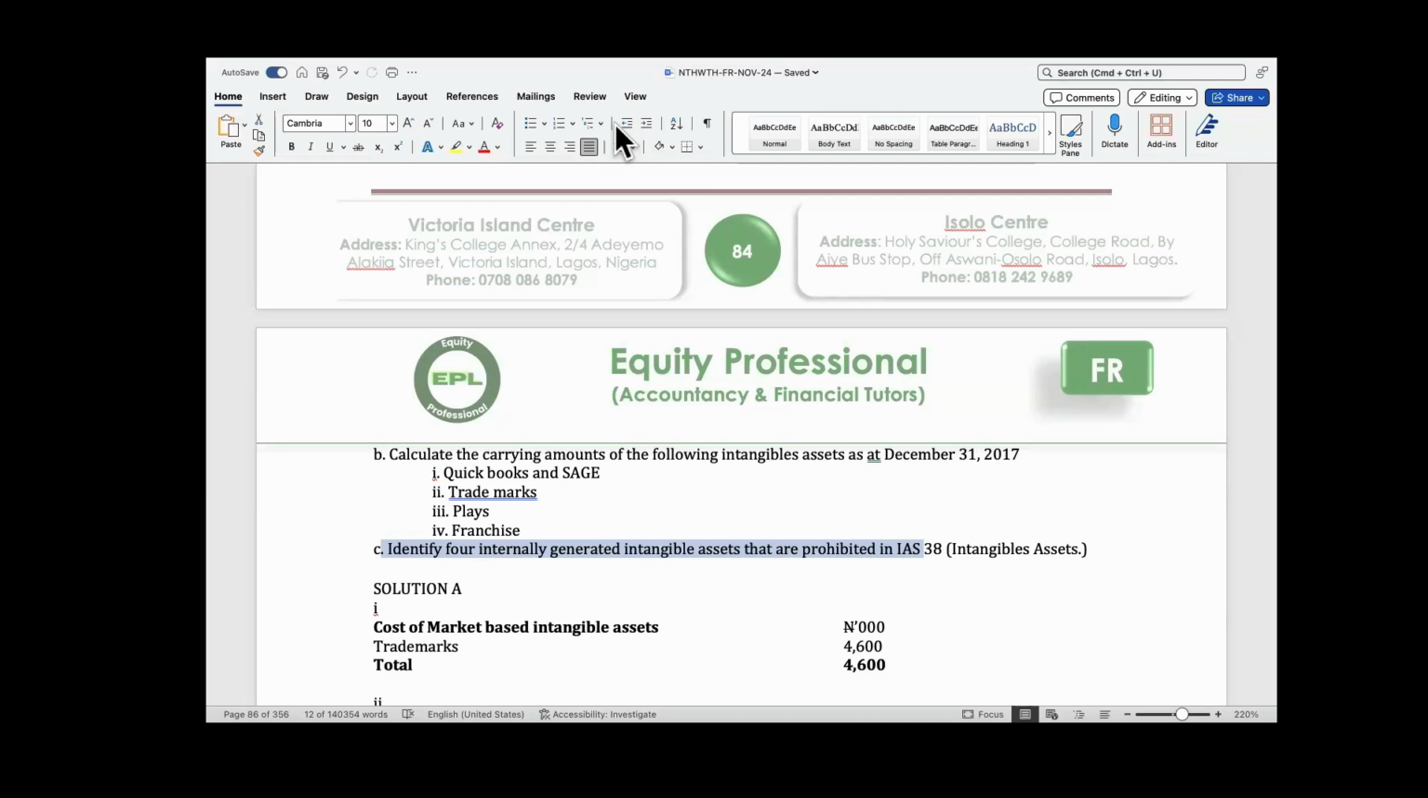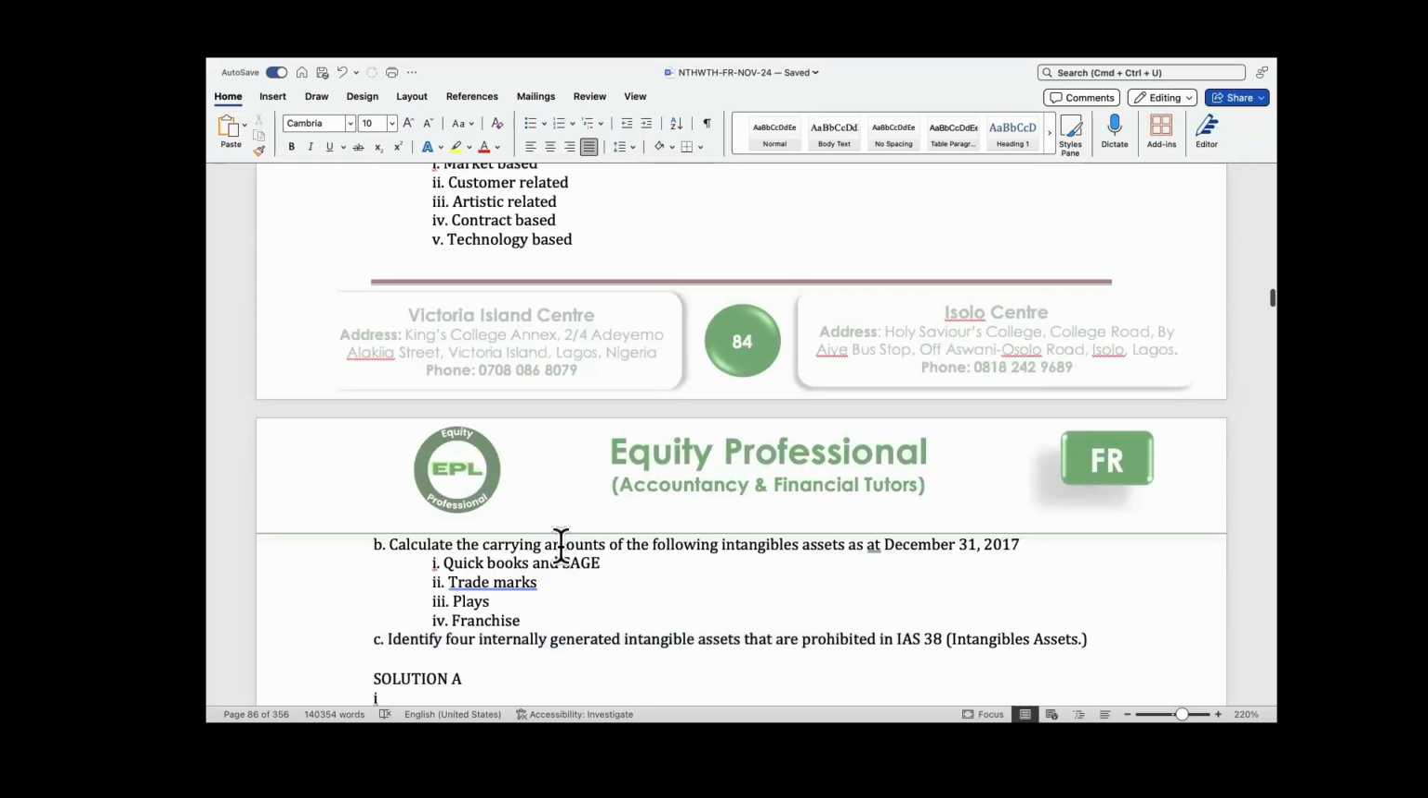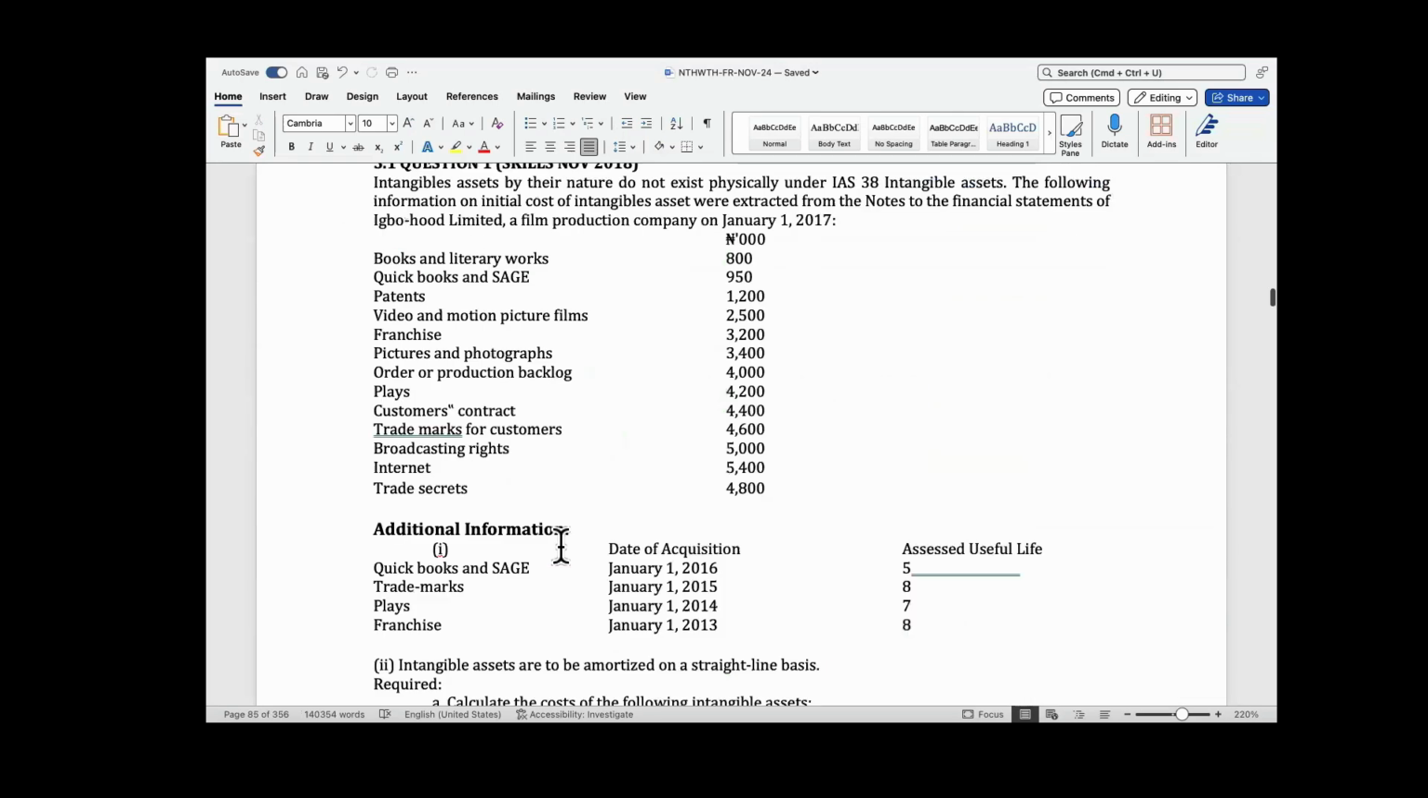I get it. So which other one? We need 2 more. Let's see if we can pick patent, anyone. What do you say? Patent. No, patent is not prohibited though. It's not internally generated, something that we usually buy. We pay for it. Is there anyone we can pick from here to add to our points? I've already seen 2 that we can pick from here.